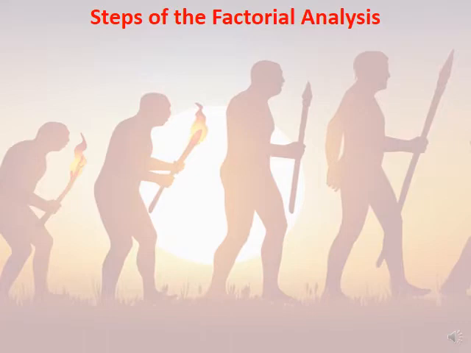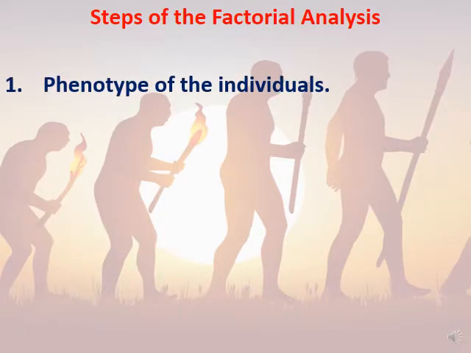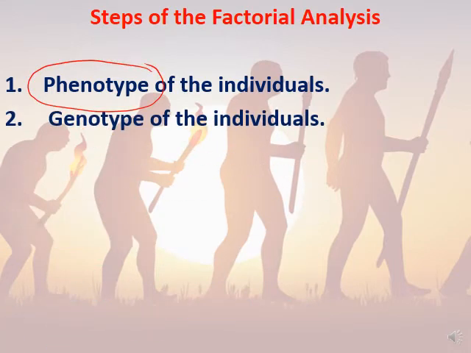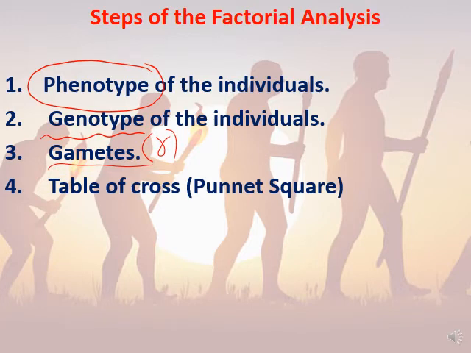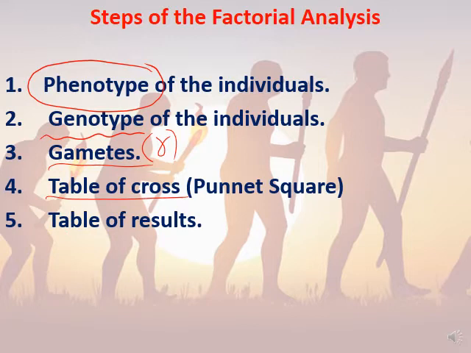In this video, we're going to review together the steps of the factorial analysis. The first step, we have to write the phenotype of the individuals or the parents. Second step, we have to write the genotype of the individuals. Third step, we have to write the gametes. The fourth step is going to be the table of cross, and the last step, step number 5, the table of results.